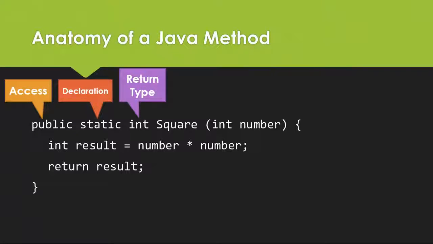This is the data type that the method returns. The data type that is returned by the method is always next to the name of the method, which is right here. So the name of the method is square and it returns an int.